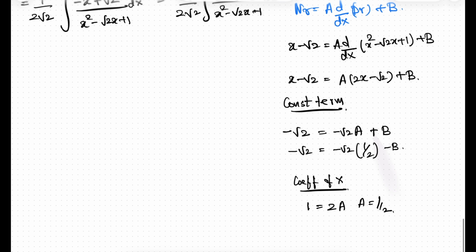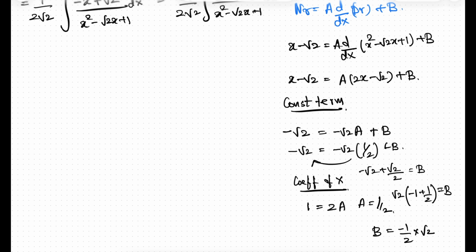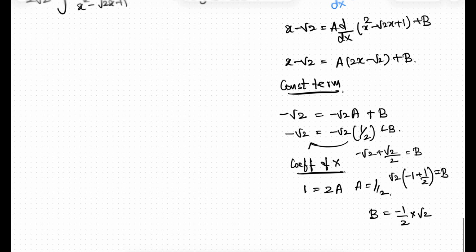like so. So I can take this term over here. So minus root 2 plus root 2 by 2 equals b, and I can take root 2 outside. I'll have minus 1 plus 1 by 2 equals b. So your b would be equal to minus 1 by 2 times root 2. Alright. So your b is equal to minus 1 by root 2. So a is 1 by 2 and b is equal to minus 1 by root 2.